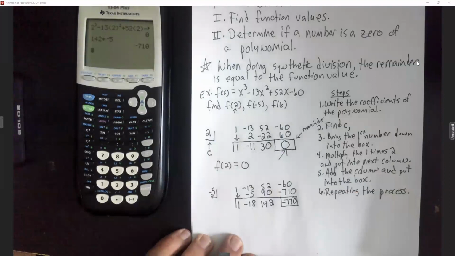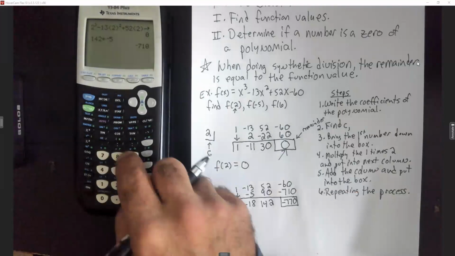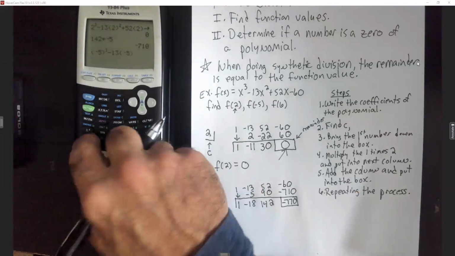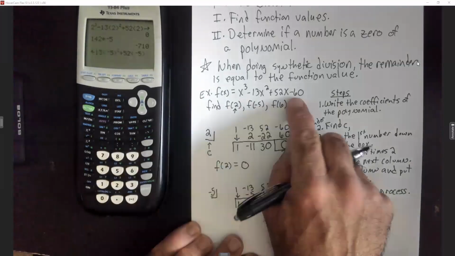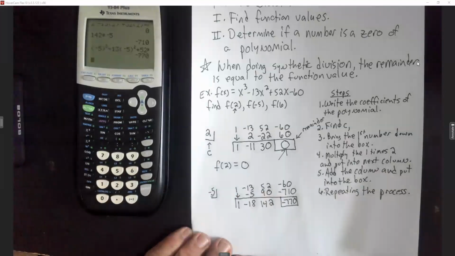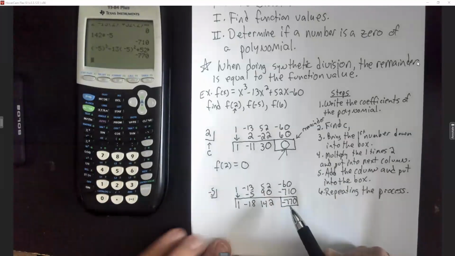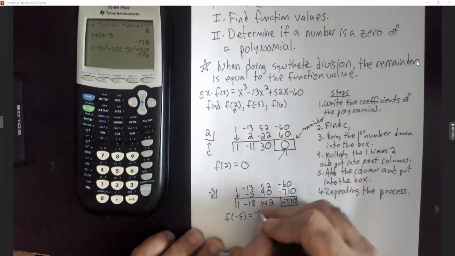So once again, let me show you on the calculator. Had you done that on the calculator, you would have did negative 5 to the third minus 13 times negative 5 squared plus 52 times negative 5 and then minus 60. So either way, you're going to get negative 770. So sometimes if you don't like messing with them big exponents and stuff, use a little synthetic division, you get the same answer. So here we go. F of negative 5 equaled a negative 770.